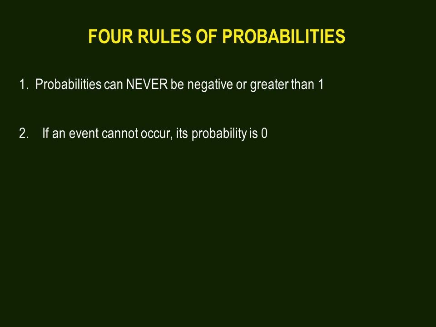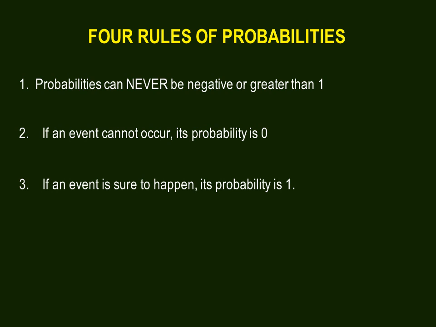Rule number 2, if an event cannot occur, its probability is 0. An example, what is the probability of a volcano erupting in Sherbrooke within the next week? I think it's fair to say that the probability of that is 0.